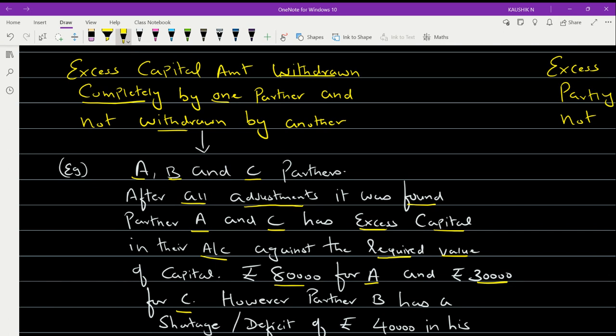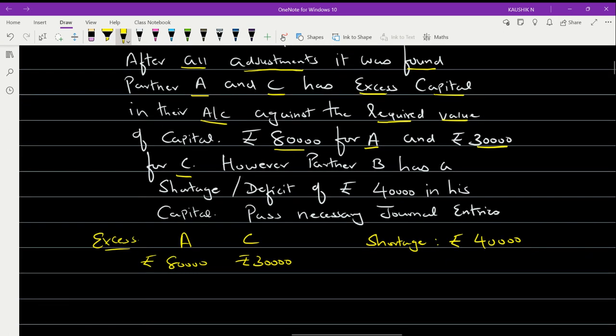Now let us look at the question further. It says, however, partner B has a shortage or deficit of rupees 40,000 in his capital.